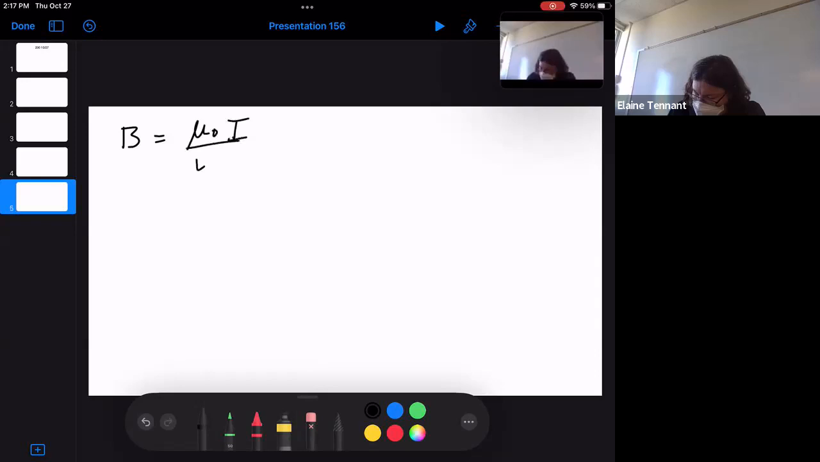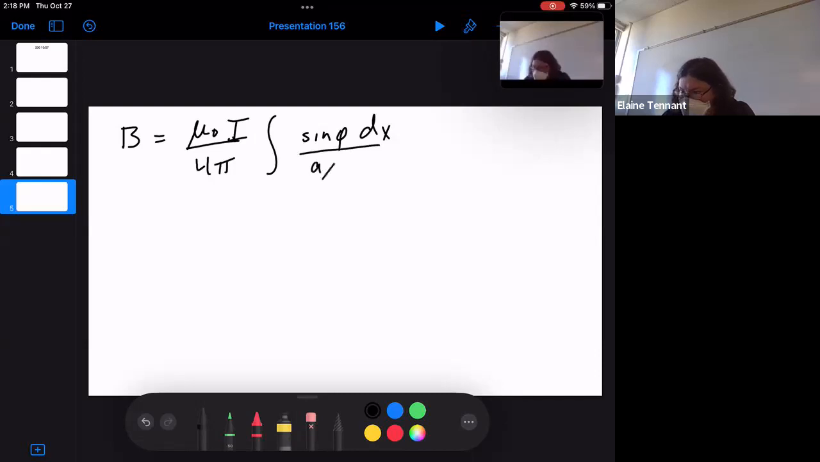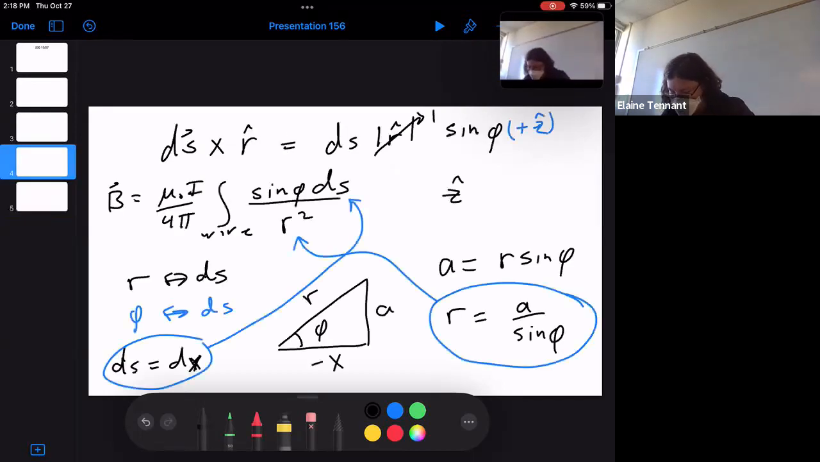Mu naught over 4 pi. So I have sine of phi dx over a over sine of phi squared. I wonder why I have a y hat. I think I have an issue with my, nah. I can ignore that y hat. That y hat's not supposed to be there. Okay, sorry, typo in the notes.